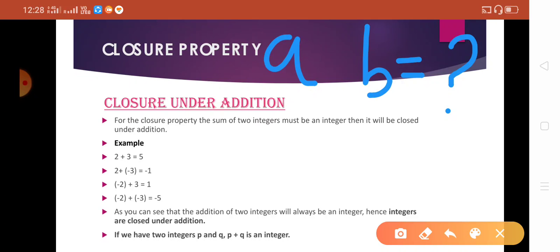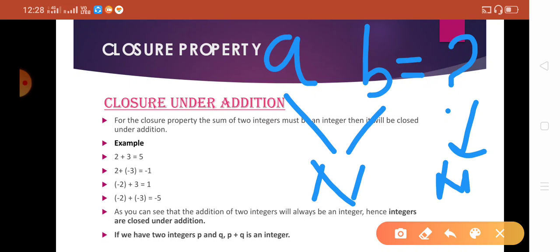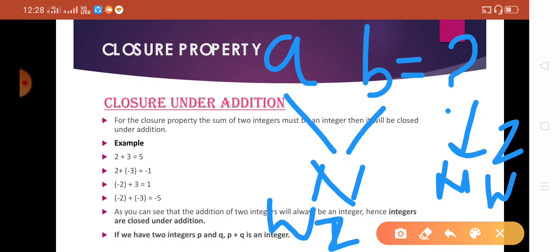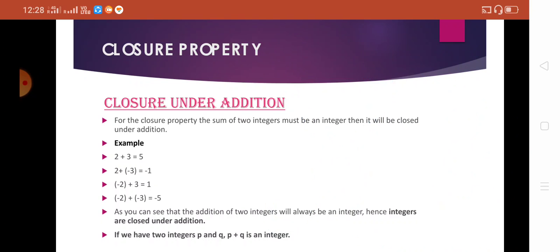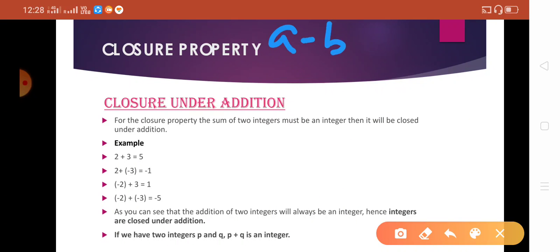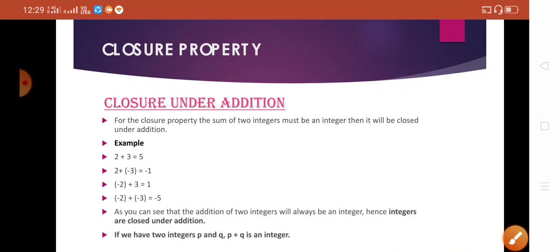That means if the two numbers are natural numbers, the answer must be a natural number. If the two numbers are whole numbers, the answer must be a whole number. If the two numbers are integers, the answer must be an integer. So that is the closure property. Whatever the category of a and b, the answer must have the same type of numbers.